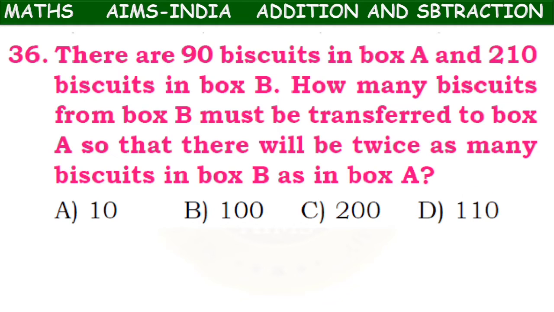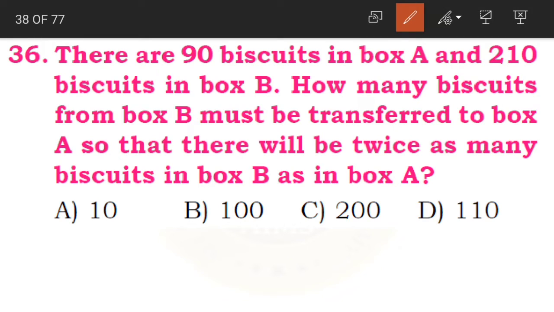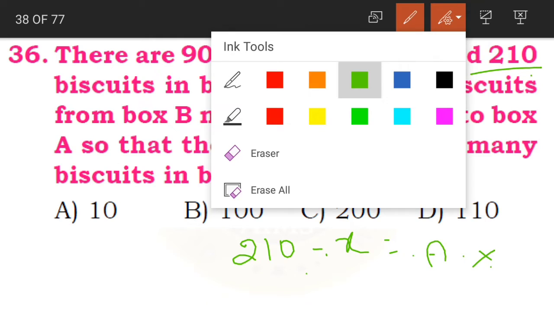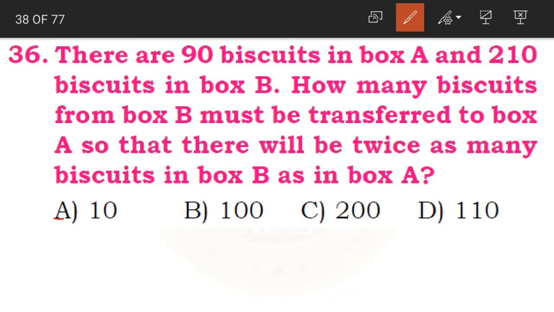Question number 36. There are 90 biscuits in box A and 210 biscuits in box B. How many biscuits must be transferred to box A so that there will be twice as many biscuits in box A as box B? Now again we need to subtract something from the number of biscuits in box B so that the number of biscuits in A becomes twice the number of biscuits in box B. We should go for the trial and error method here. That is the best one.